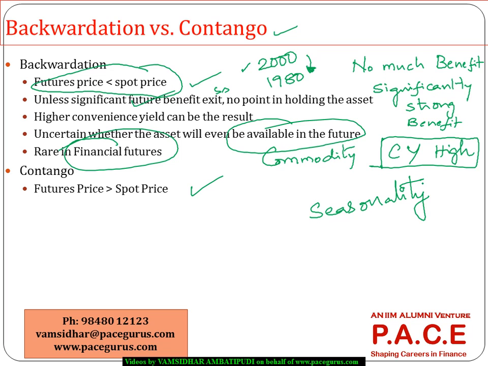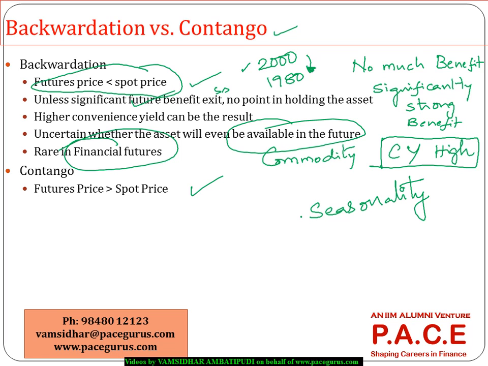Especially when we are looking at the seasonality related products, what we will see is that in some periods the production happens, but the requirement or usage of that particular commodity will be throughout the year. So in some periods I expect that the prices will typically go up, whereas in some periods I expect that the prices will typically come down.